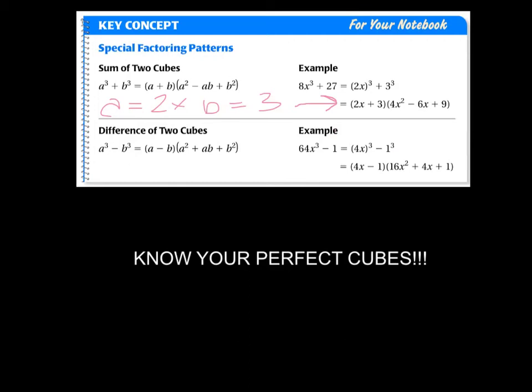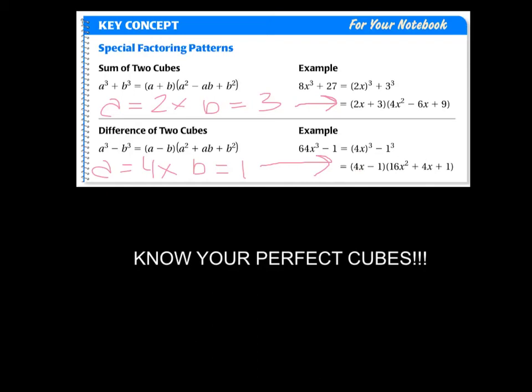Now, since this is a difference, first let's go ahead and identify our values. We have a equal to 4x and b equal to 1. Again, we're just going to substitute those two values in wherever we see a and b in this formula here. So a equals 4x, that's our first term in the first set of parentheses right here.